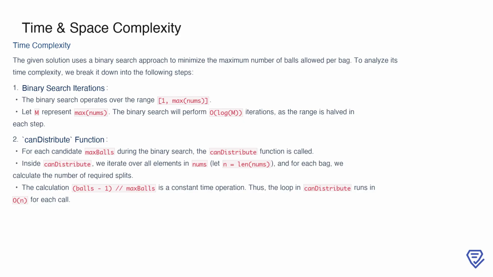Now, during each of these iterations, the algorithm calls the canDistribute function to check if the current candidate value for maxballs satisfies the constraints. Within canDistribute, we loop through all the elements in nums, where n is the size of the array. For each element, we compute the number of splits required, which is a constant time calculation. Therefore, the canDistribute function runs in O(n) time for each binary search iteration.